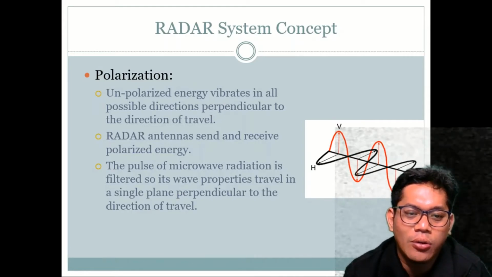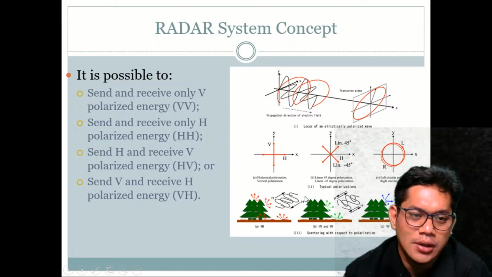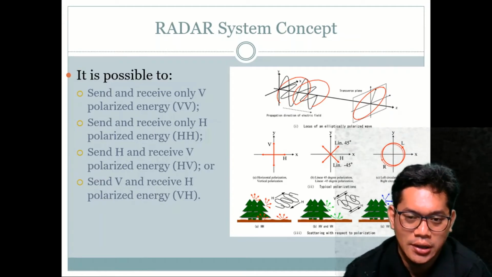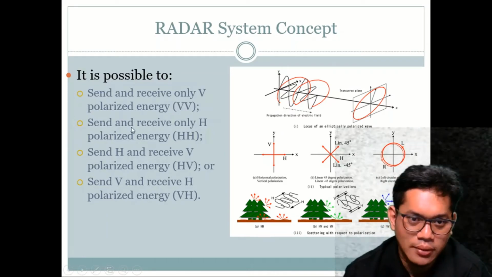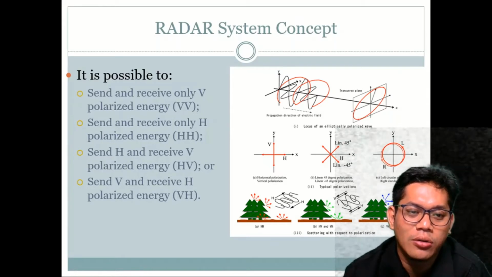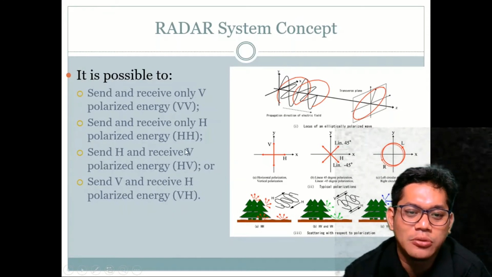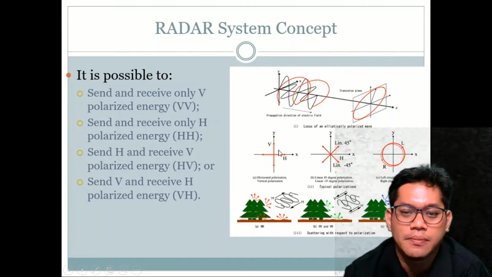It will filter only from the polarizations that the system permits to receive. It will not receive any other polarizations such as from here and here. It only permits either vertical or horizontal. Therefore, different radar systems have different polarization systems. Some are able to send and receive only vertical, or only horizontal, or some systems are able to send the horizontal and receive the vertical, or vice versa. But most of the systems will not be able to detect both together, right?